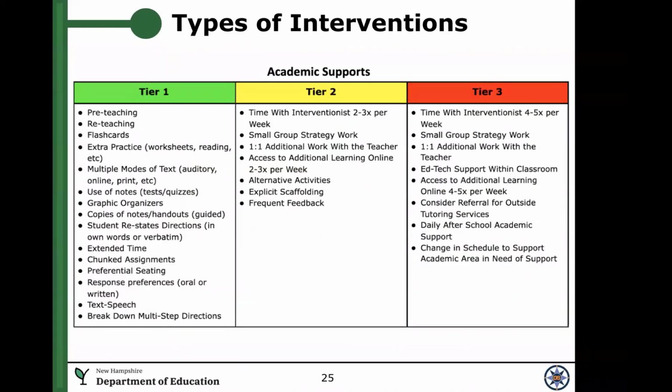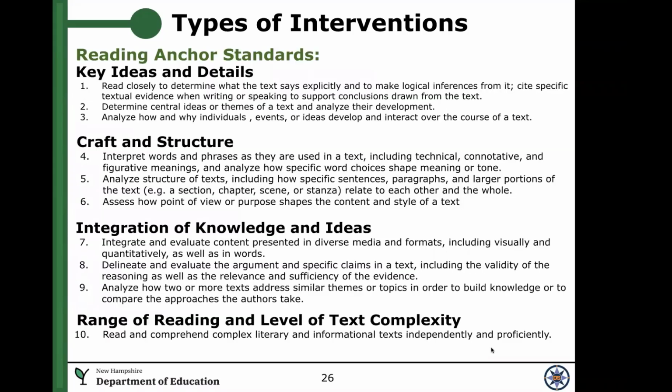For academic supports and the types of interventions, for one of our workshops, we had these tiered supports. Here are just some examples of what you can do for the supports for tier 1, tier 2, and tier 3 for academics. Just some ideas that you might have to be able to implement those particular tiers of instruction.